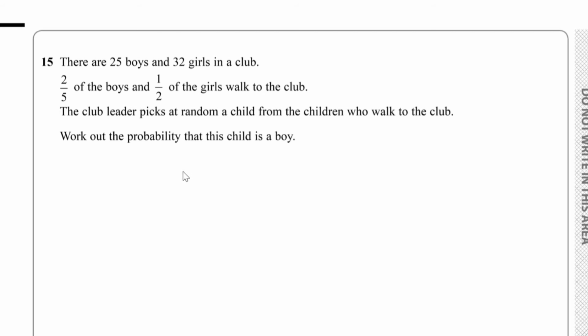Question number 15. There are 25 boys and 32 girls in a club. 2/5 of the boys and 1/2 of the girls walk to the club. The club leader picks at random a child from the children who walks to the club. We have to work out the probability that this child is a boy. Well, we've got 2/5 of 25. This is equal to 10.